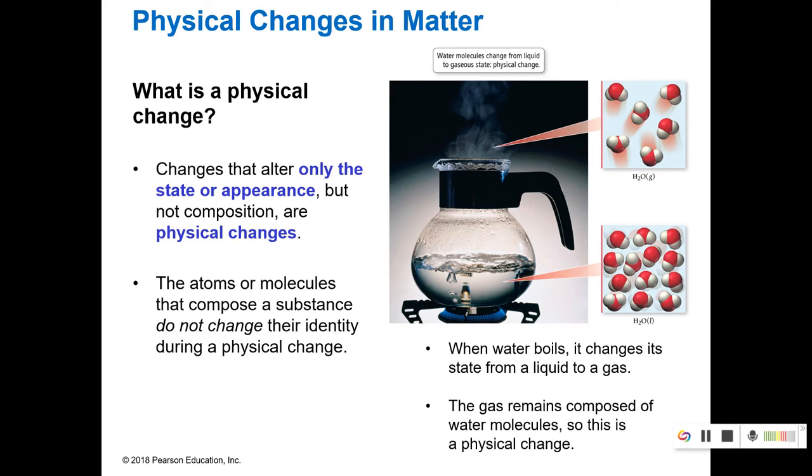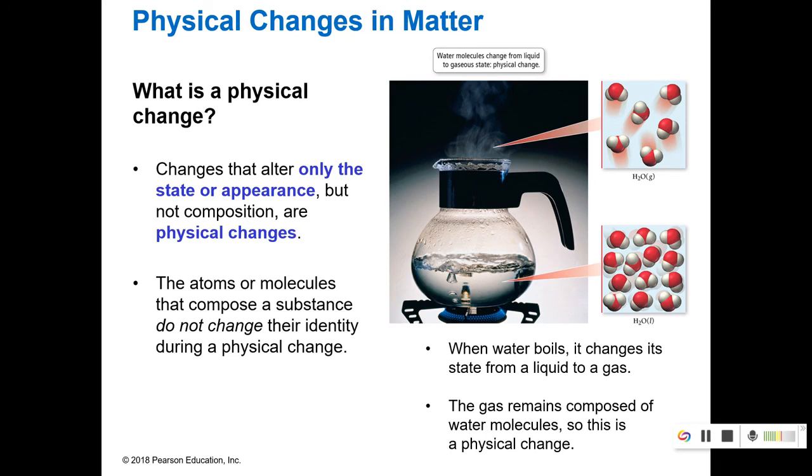First, we're going to talk about physical and chemical changes, which hopefully you already understand. Just remember that a physical change is a state change. So it's a change that alters the state or the appearance, but not the composition, so not what's on the inside. So here you can see liquid water in this image kind of in the middle on the right. And at the top you see gaseous water. And notice there's lots more space between them. This is a physical change.